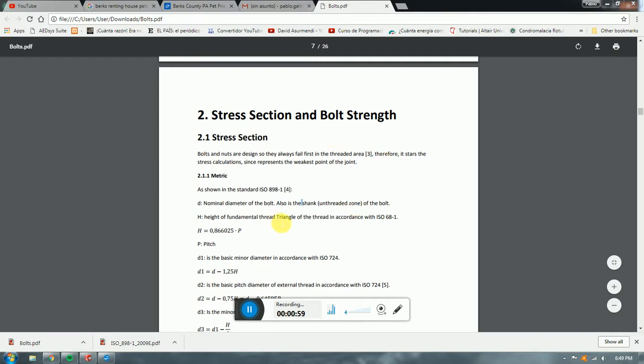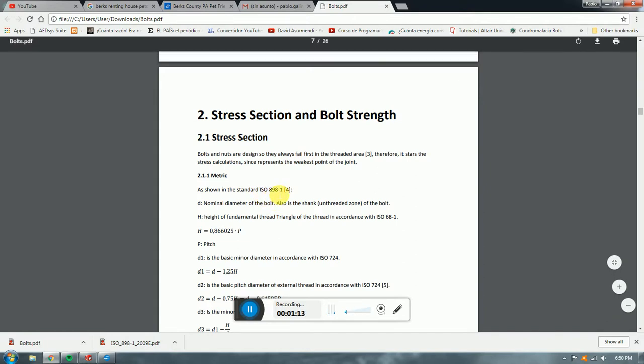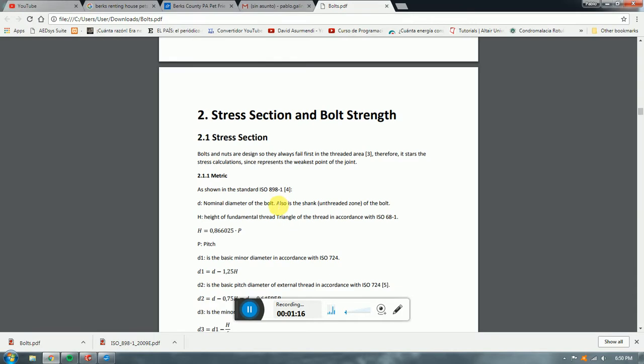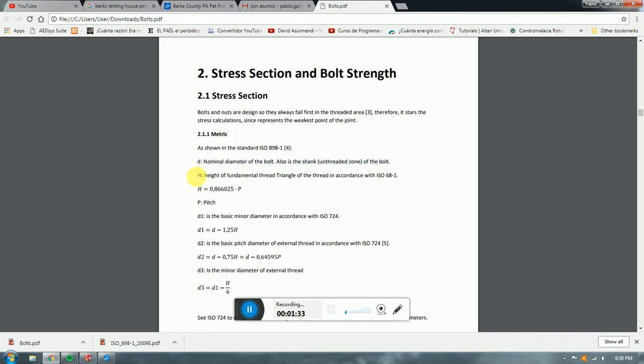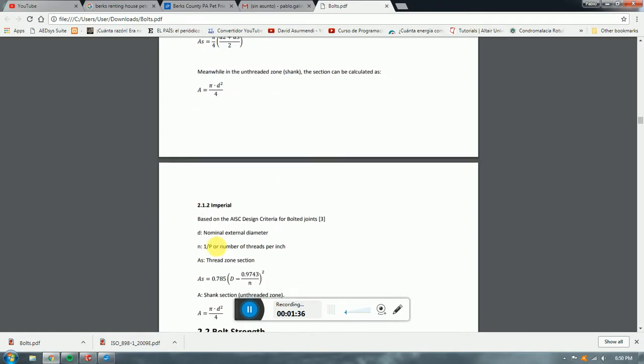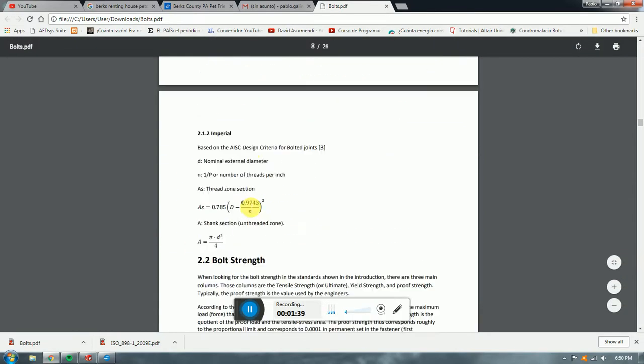Okay, we're going to talk first about the metric one and then a little bit about the US customary system. For the metric we're going to use as a reference the ISO 898-1. Remember from the last video, the ISO 898-1 was the one around the steels, okay? Carbon steels and alloy steels, quench tempered, whatever. So basically, we're going to start with some nomenclature. We're going to start with a few of these parameters, which are going to be important when we develop the few equations that you can see. It's not a really complex one.